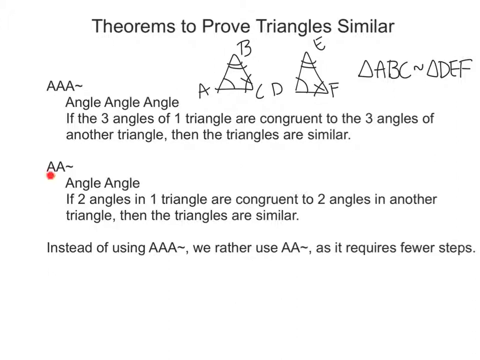We also have AA similarity, so angle, angle similarity. If two angles in a triangle are congruent to the two angles in another, then they're similar. A lot of times we would rather use AA similarity instead of AAA similarity because we know that in two triangles, if we have this, the third angle has to be congruent to one another. So as long as we've proven that these two angles are congruent and these two angles are congruent, then this triangle and this triangle have to be similar.